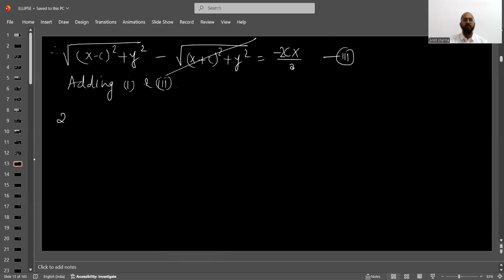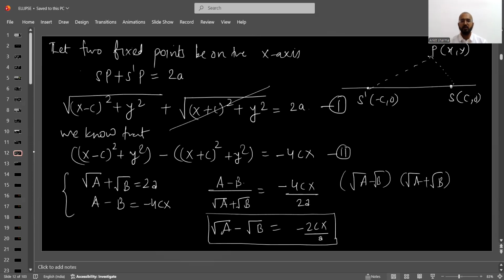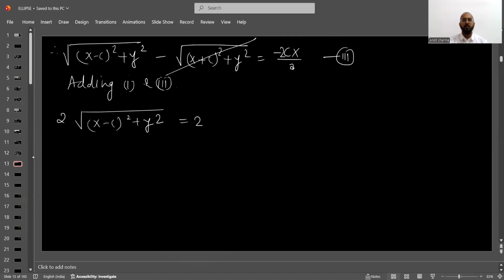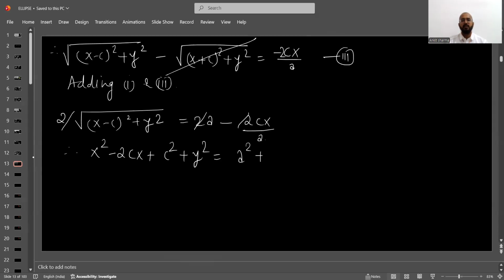And I'm left with 2 times square root of (x − c)² + y² is equal to, this is 2a, so 2a minus 2cx over a. And we can get rid of this 2 also and square this term. So I'm going to get x² − 2cx + c² + y² is equal to a² plus c²x² over a². Then minus this a and a gets cancelled.